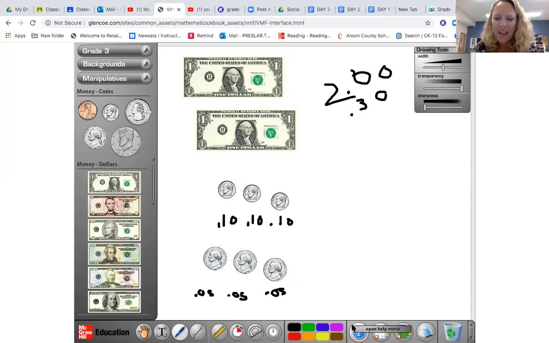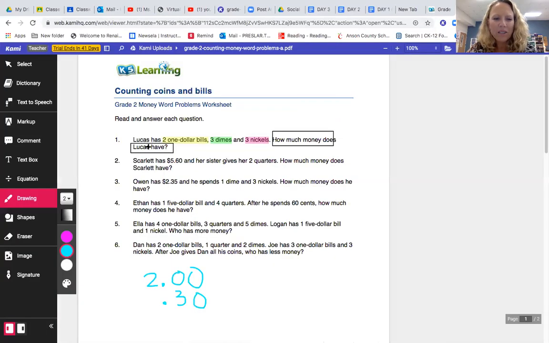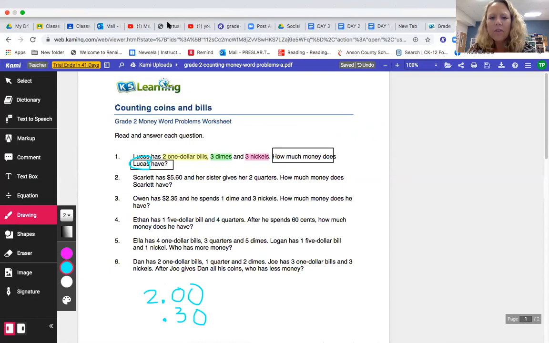Okay, so going back, that's 5, 10, 15. So I've got 15 cents that I'm going to line up. Now, when I say, how much does Lucas have? Was that his name? I always like to go back and be sure. Yep, how much does Lucas have? So I have used cubes, my strategies to reread my word problem. And I always want to do that to make sure I didn't miss anything. I can account for the 2 ones, the 3 dimes, and 3 nickels.